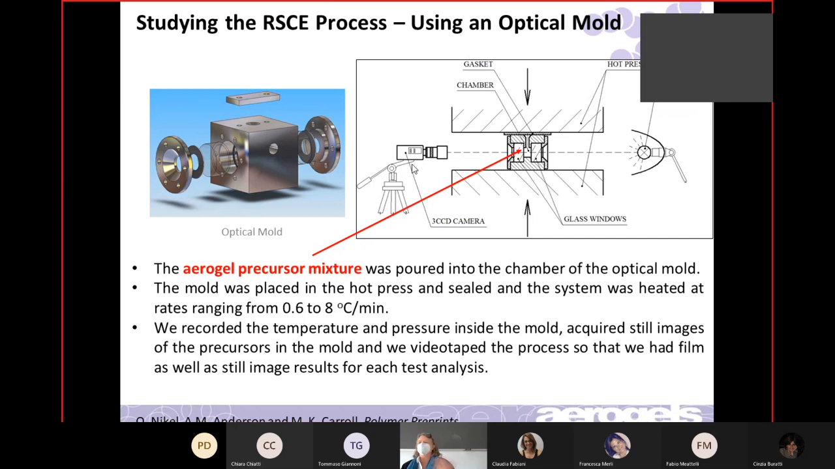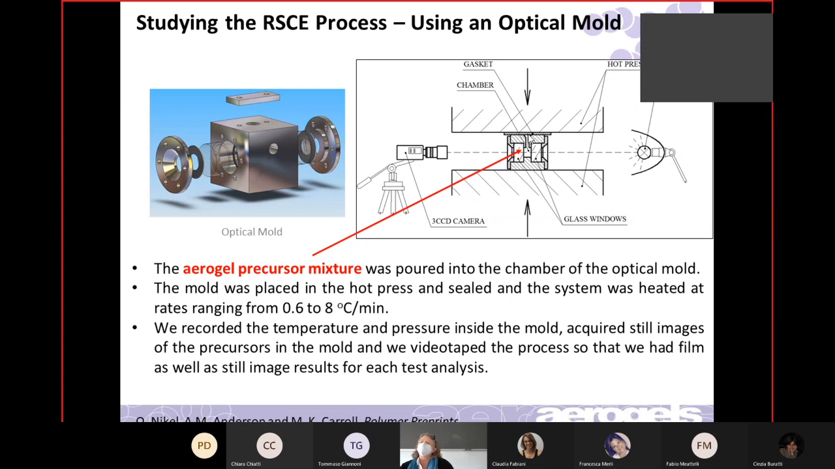So we made an optical mold. A big piece of metal with a hole in it, and there's glass. So here it is in the hot press. There's a little chamber where we could put the aerogel precursors in. We have a camera and a light source. And so we could watch what was happening as we did our supercritical extraction. And during this, we took it through the process like we normally do. We had some sensors to record temperature and pressure. We took some pictures.